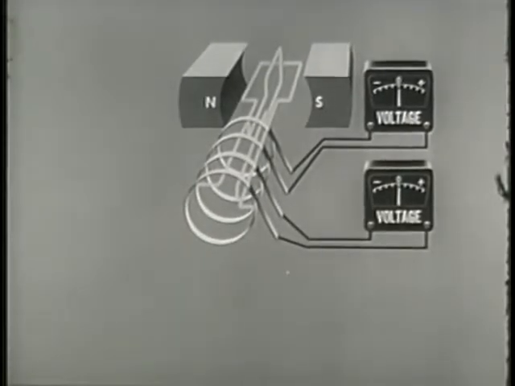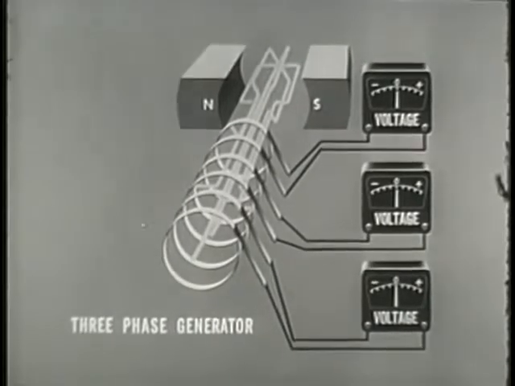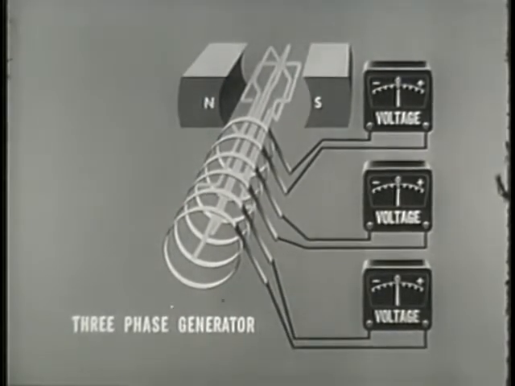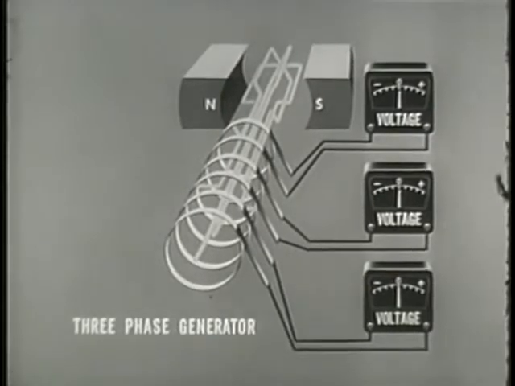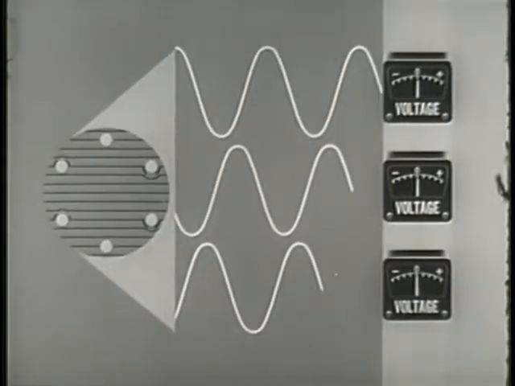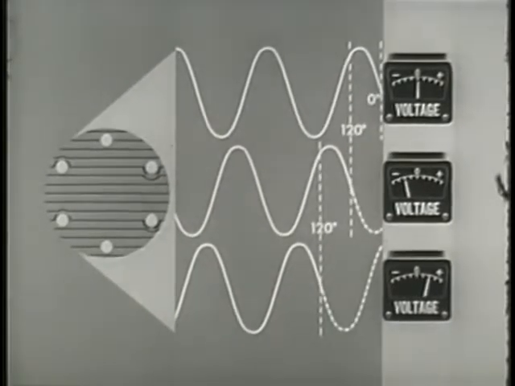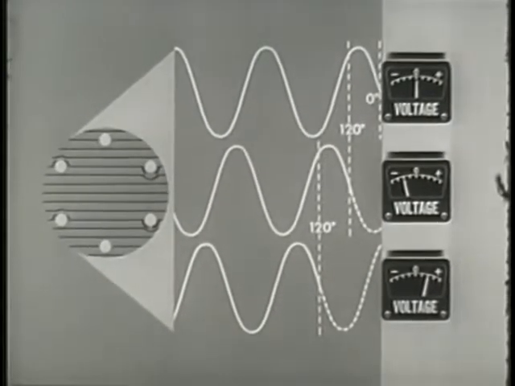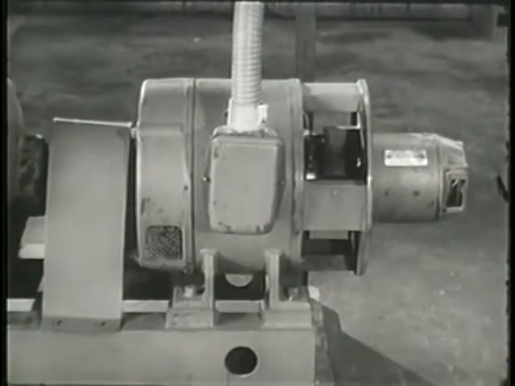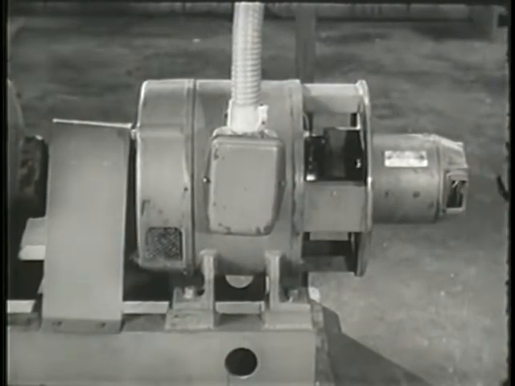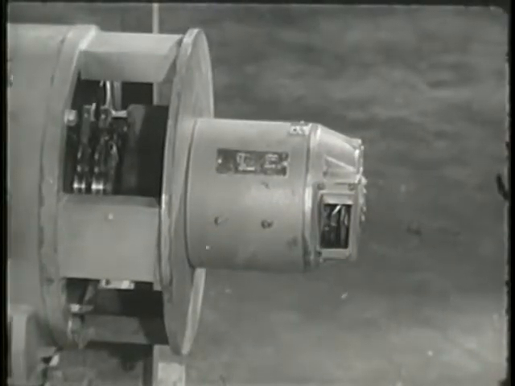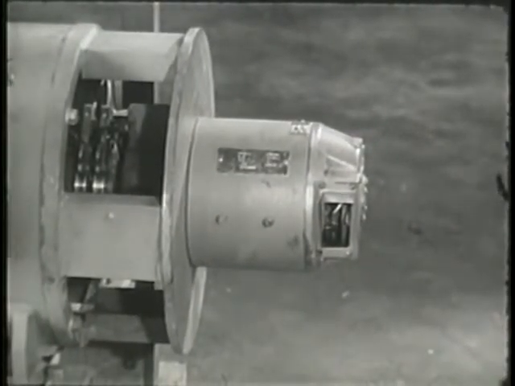In the two-phase generator, we find two loops 90 degrees apart, and in the three-phase generator, three loops 120 degrees apart. The output of the three-phase generator, therefore, will be three AC voltages 120 degrees out of phase. The field of an AC generator is always excited by a DC voltage, in this case by a small DC generator in tandem.